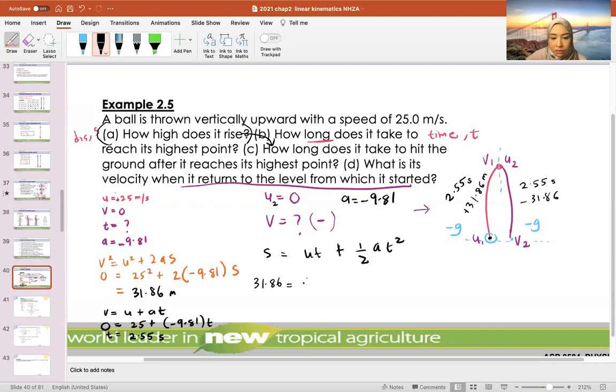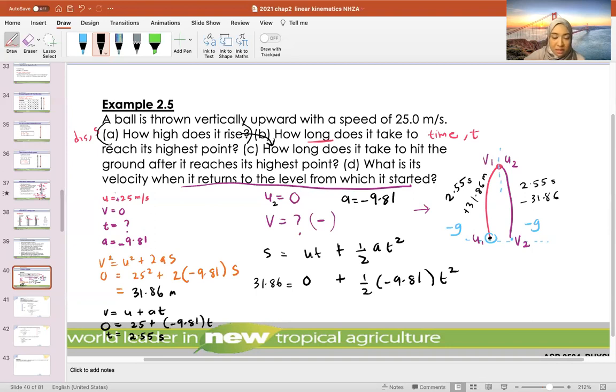Okay, so U is 0 times T, don't care. 1/2 minus 9.81 T squared. Okay. We're trying to find for T. Okay. But should our S be negative or positive in this case? Negative.